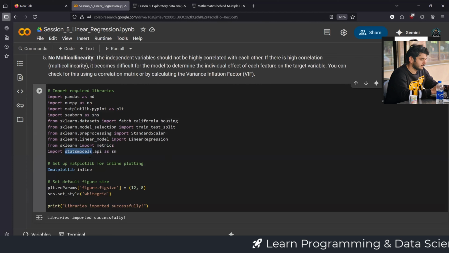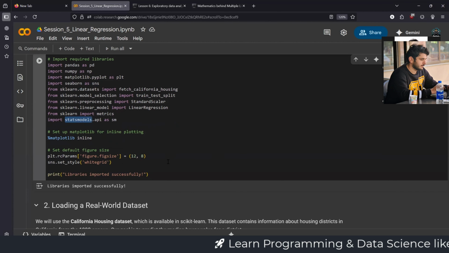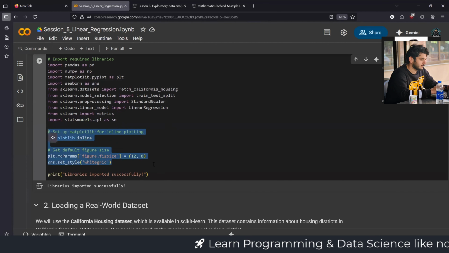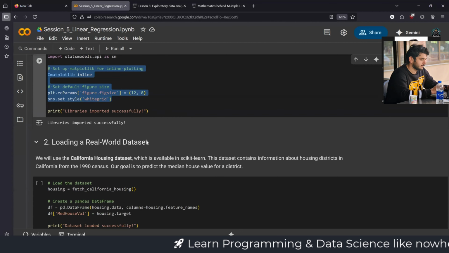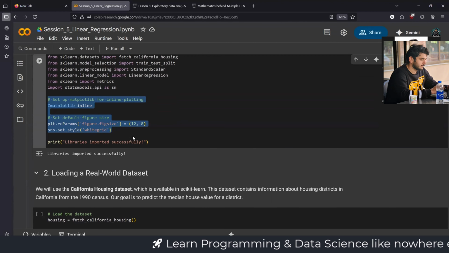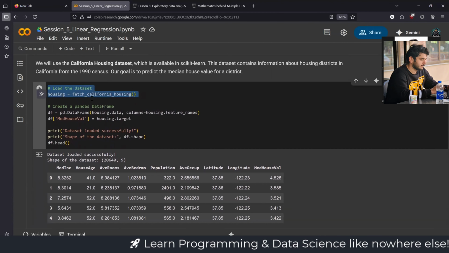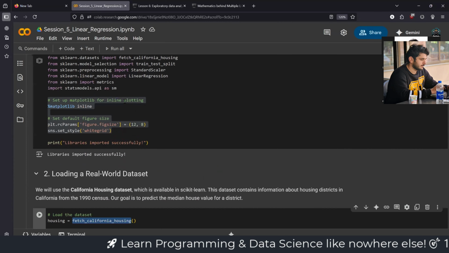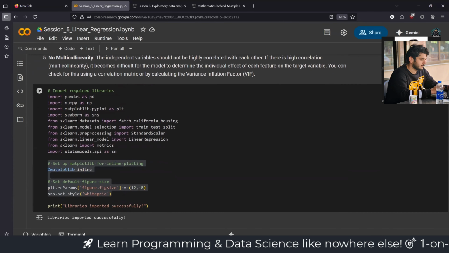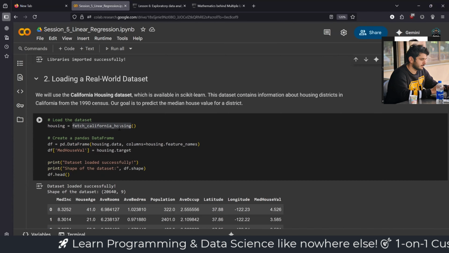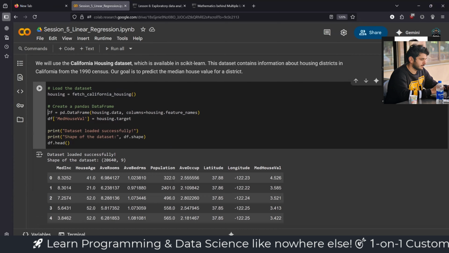Statsmodels.api is another package that can be used for linear regression model. Now these are some basic default styling settings, but you can ignore them if you don't like to add these. So we use fetch California housing. Basically, we are fetching a dataset from the sklearn package. Okay, and we are giving it a name df.